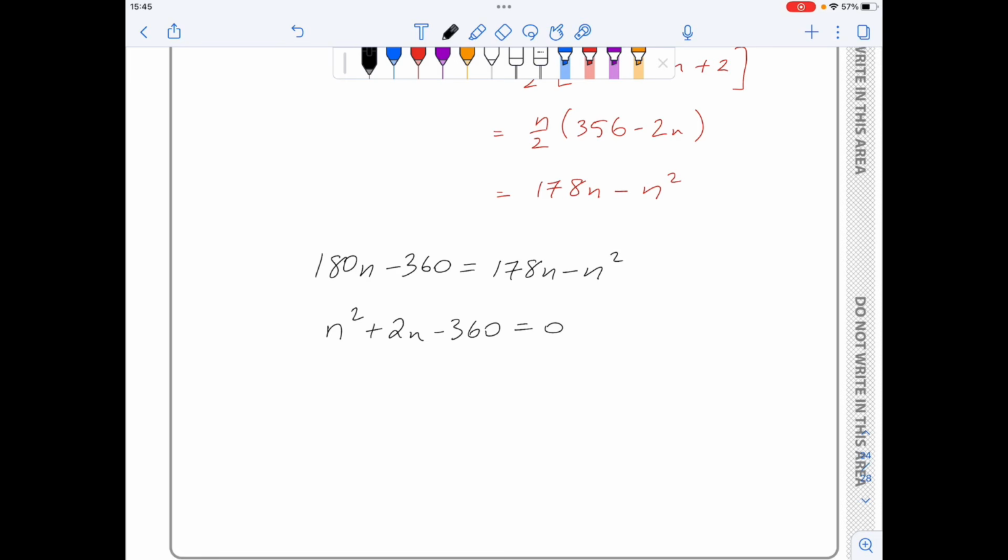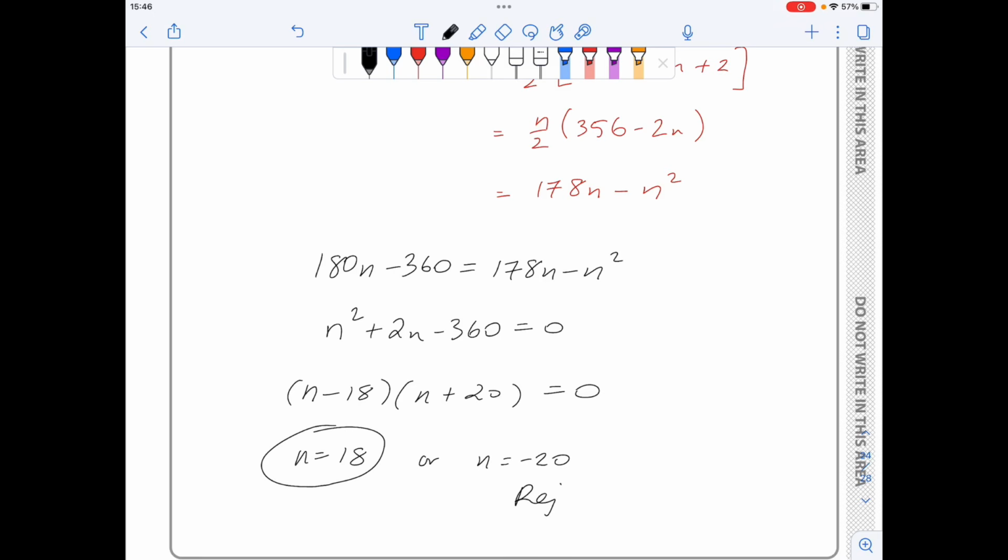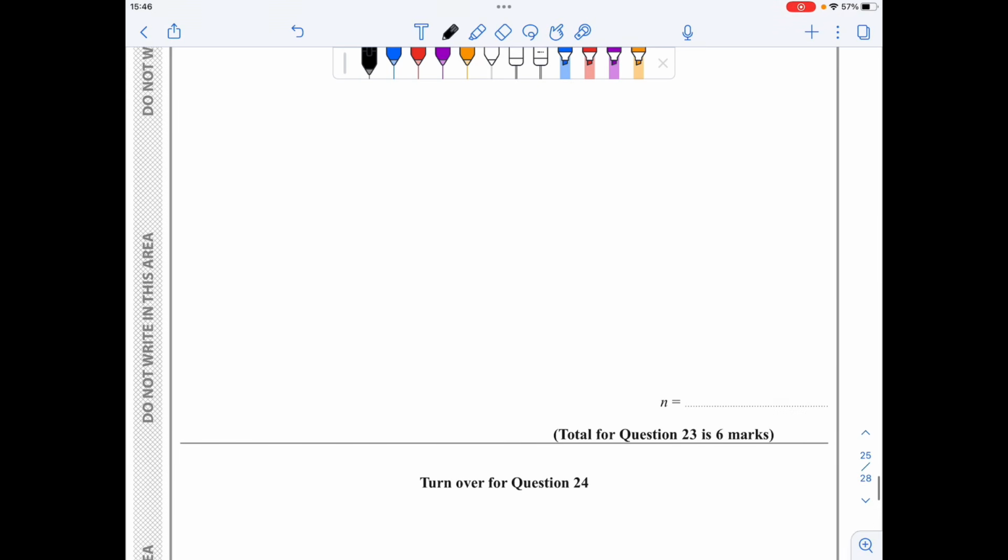Now I'll solve this by factorization, although you can solve it any way you like. n minus 18 times n plus 20 is equal to 0. So n is equal to 18 or n equals minus 20. I can't have minus 20 terms, so I'll reject the negative and I'll keep the 18, and this is my final answer.